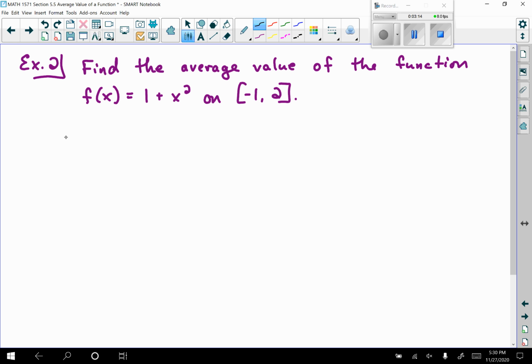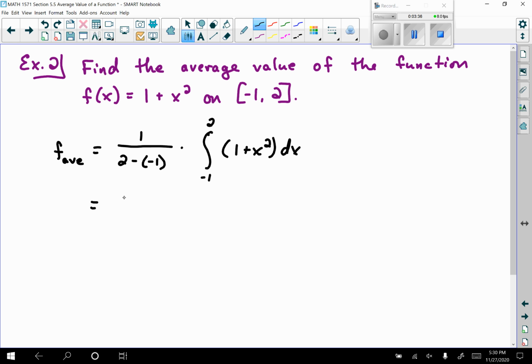Now, because this is just using f of x, I'm going to just denote it this way. The average f of x value is going to become, and we just have to be careful with our signs, 1 over, remember it's b minus a, so 2 minus a negative 1, times the integral from negative 1 to 2 of 1 plus x squared dx. Now this will become a 1/3. 2 minus a negative 1 becomes 2 plus 1, so 1/3. And we'll just say times the antiderivative here will give us x plus x cubed over 3 from negative 1 to 2. So you have to be careful here.